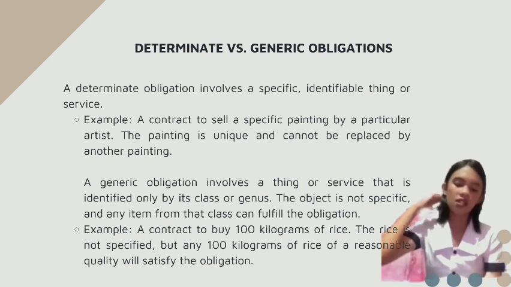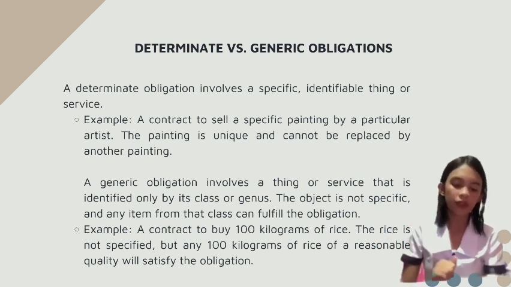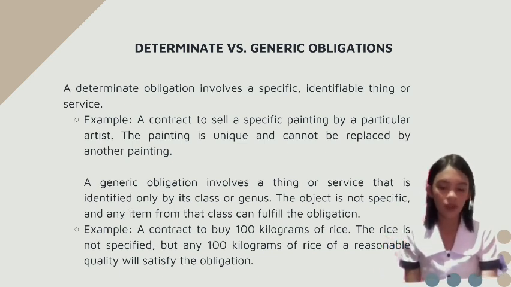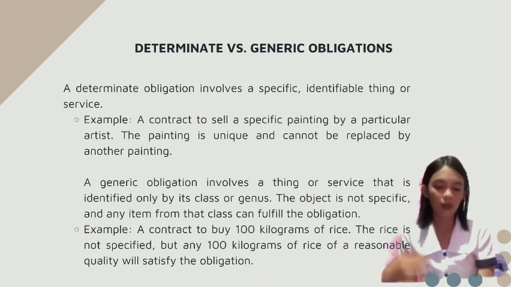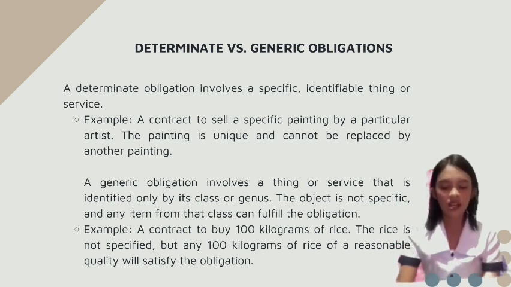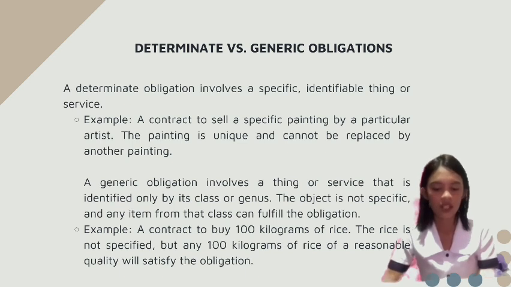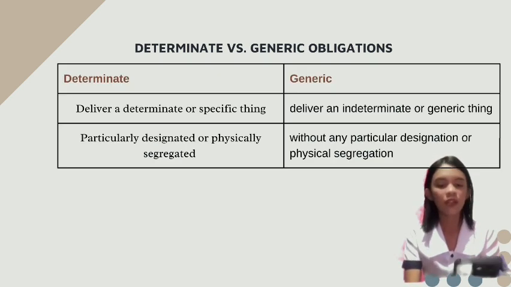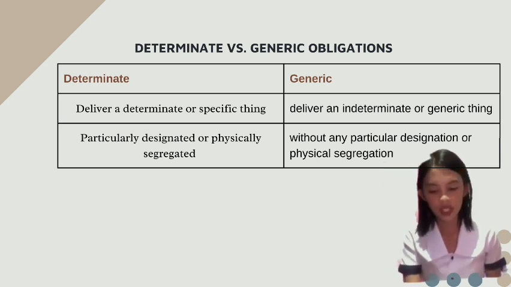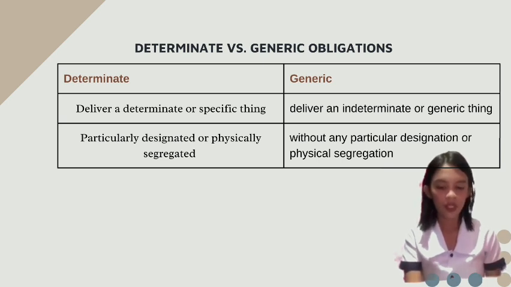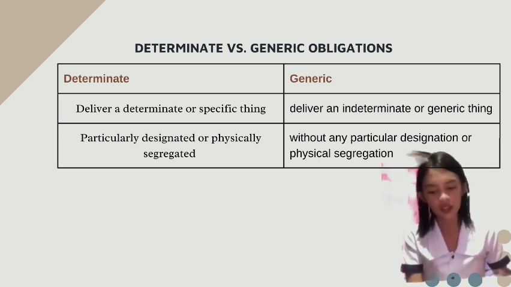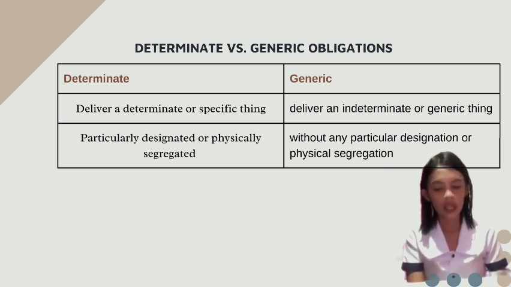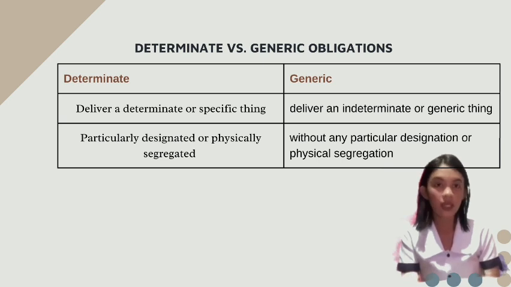For example, if someone buys a certain type of computer, they just need any unit of that model, not a specific one. In short, determinate things are unique and irreplaceable, while generic things are replaceable as long as they fit the description. That is the difference between determinate things and generic things. So, determinate versus generic obligations. Determinate is to deliver a determinate or specific thing, particularly designated or physically segregated. While generic is to deliver an indeterminate or generic thing, without any particular designation or physical segregation.